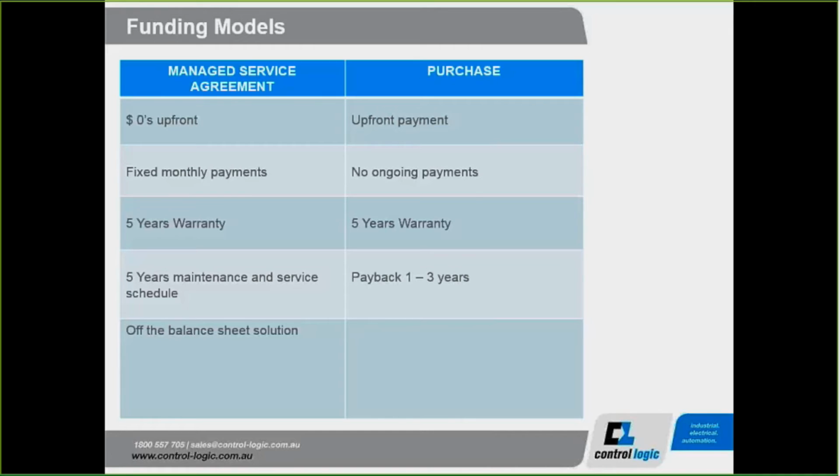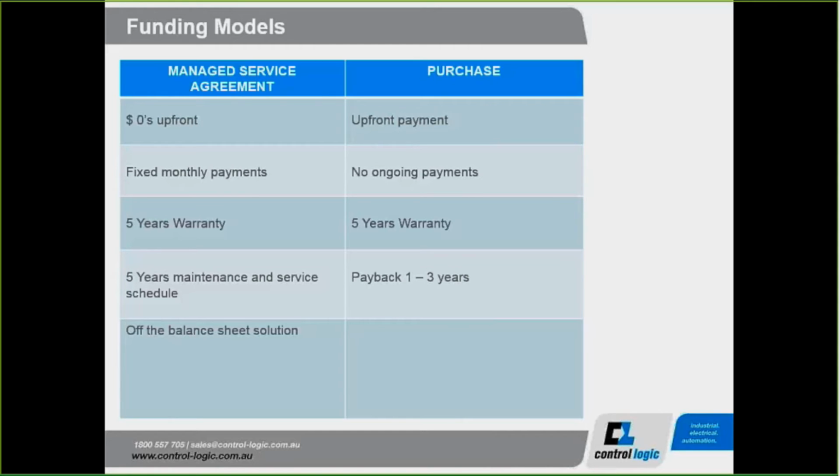Out of the managed service agreement, that servicing cost will automatically be built into your monthly payments, whereas if you purchase up front, at the time of quoting you the unit, we can offer you the yearly service fee if you would like to extend the warranty from 1 to 5 years.